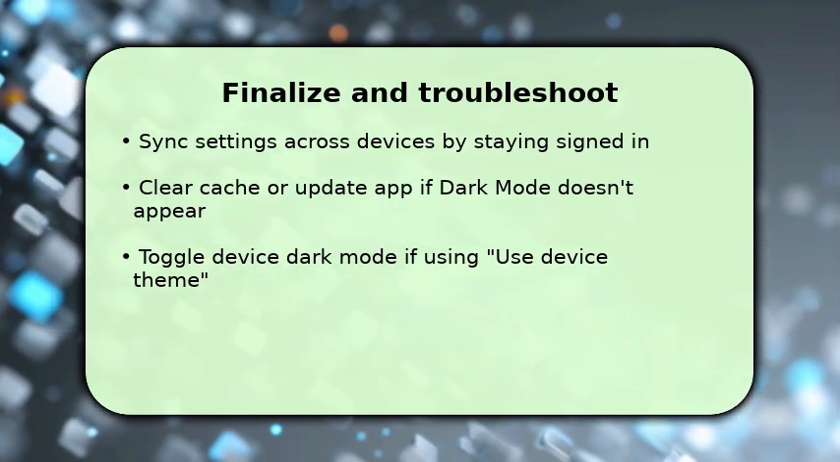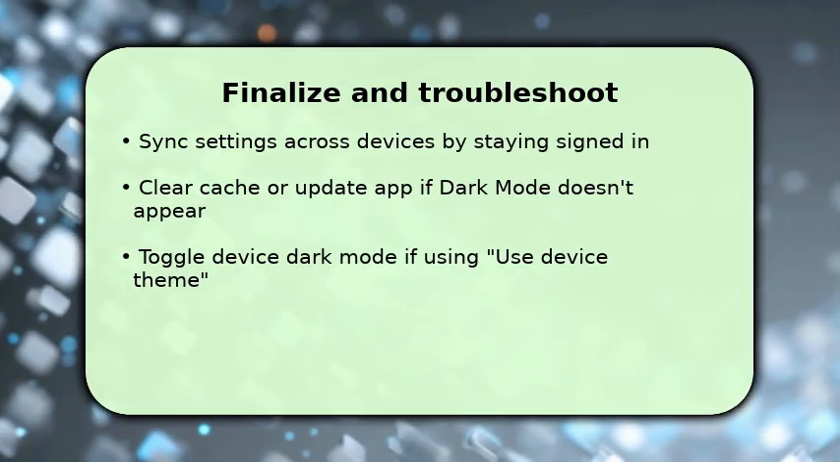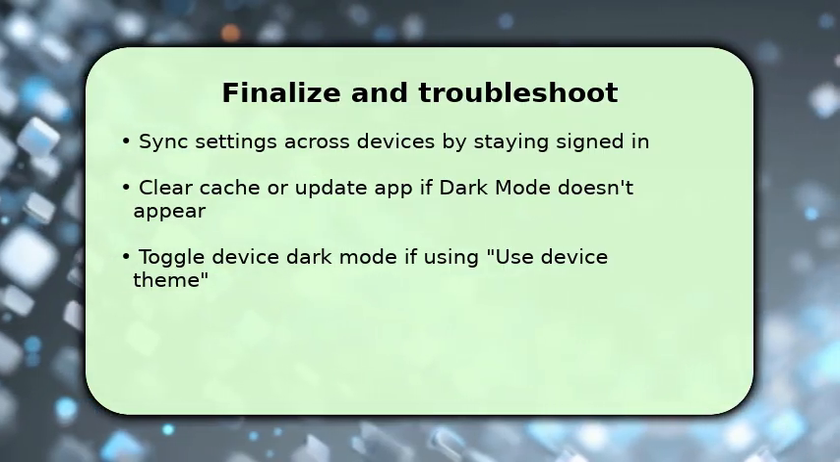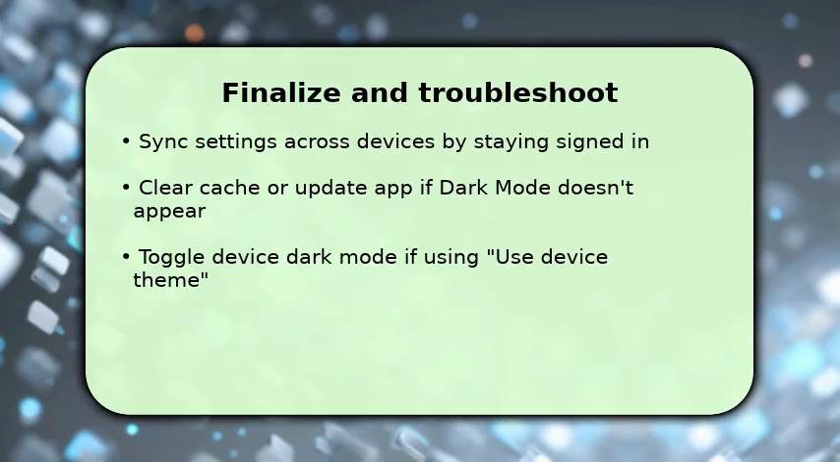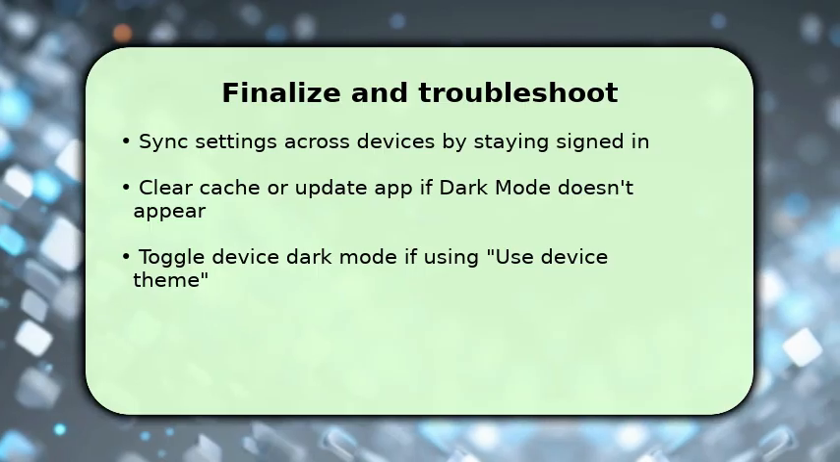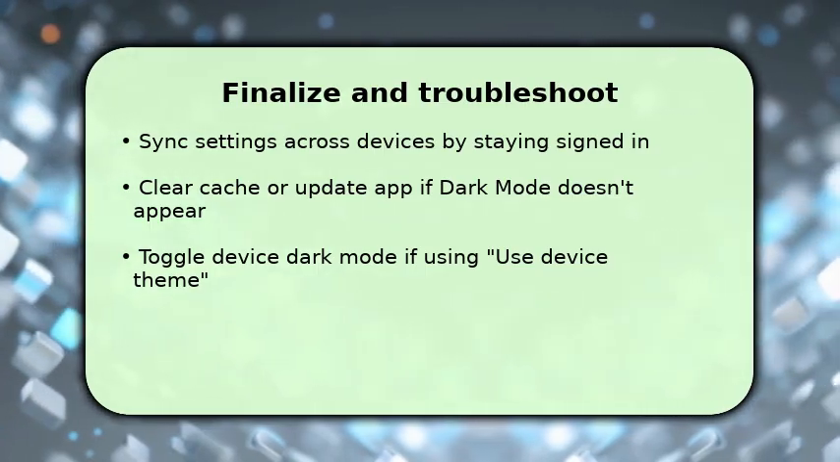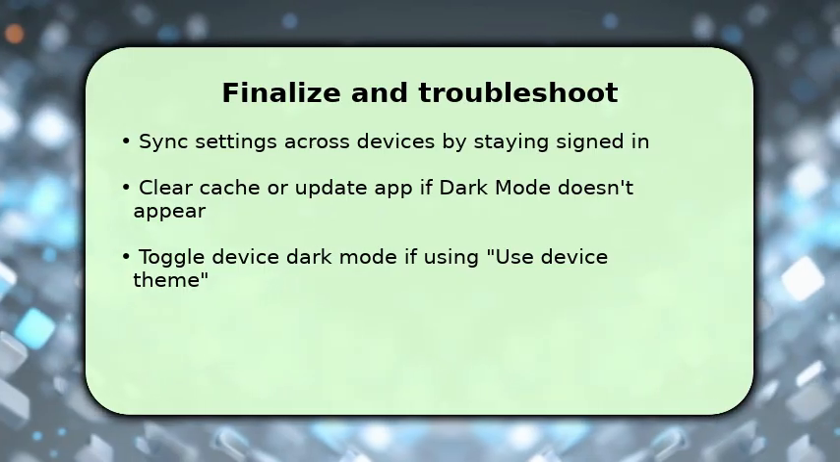If dark mode does not appear, clear the browser cache or update the YouTube app, because stale files often block UI changes. Also, toggle your device dark mode if you chose Use Device Theme. Sometimes forcing the system theme off and on fixes it. If problems persist, sign out and back in to refresh account settings and try again.